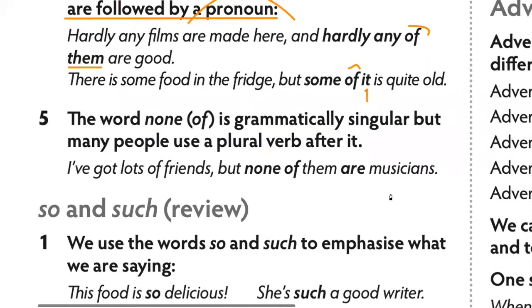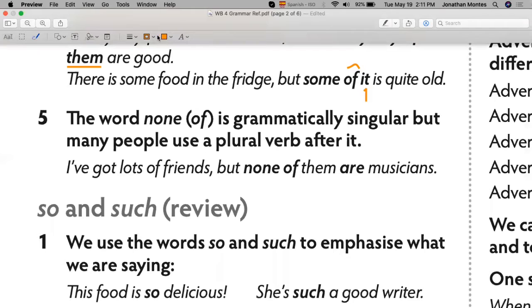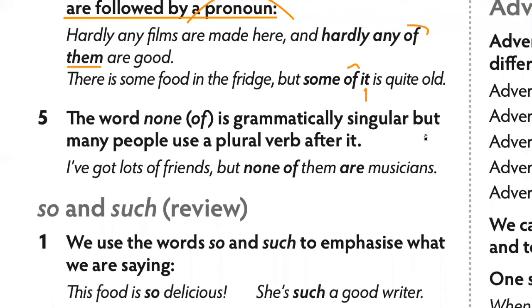And we finish with number 5. For number 5, we can hear Donna. Please read number 5. The word none of is grammatically singular, but many people use a plural verb after it. I've got a lot of friends, but none of them are musicians. Okay, this is very important to remember.